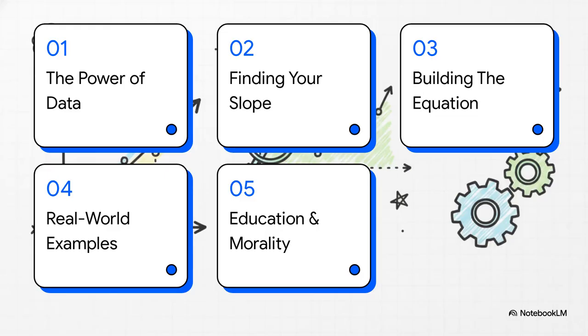Okay, here's our quick roadmap for the Explainer. Number 1, the power of data. 2, finding your slope. 3, building the equation. 4, real-world examples. And 5, education and morality. Let's hit the ground running with step 1.